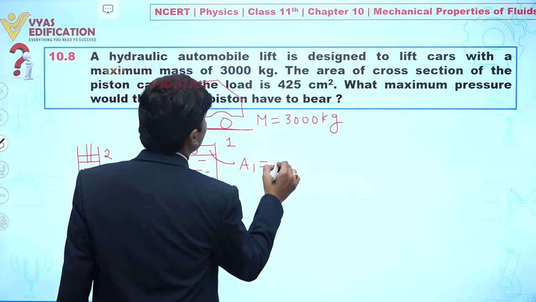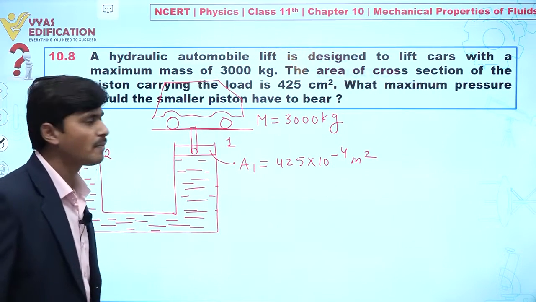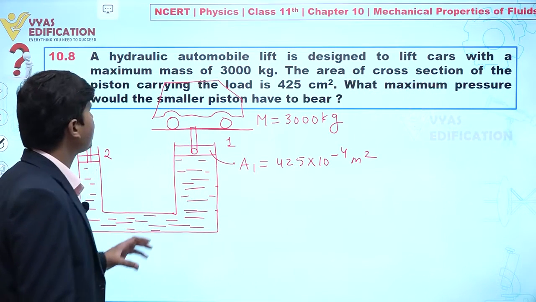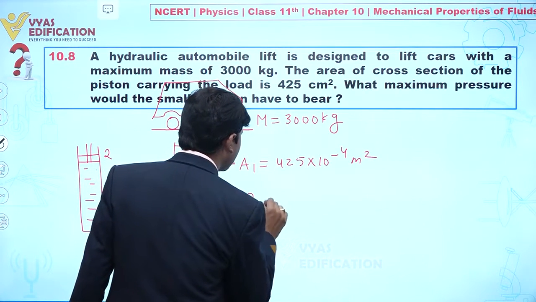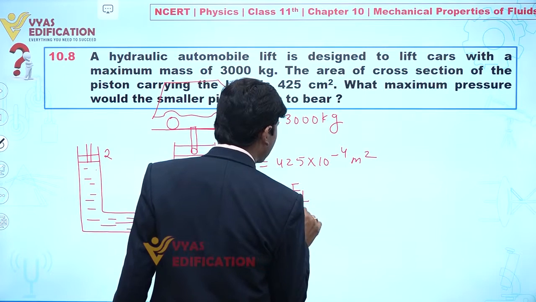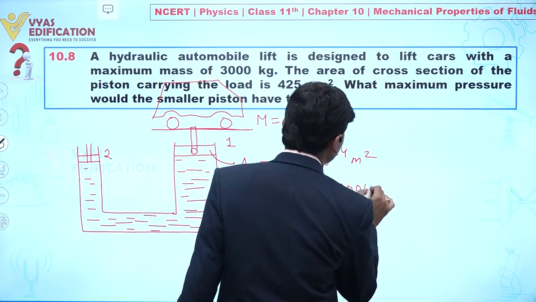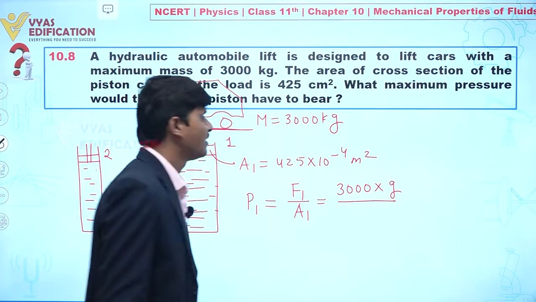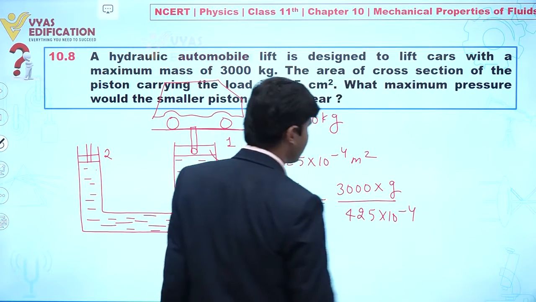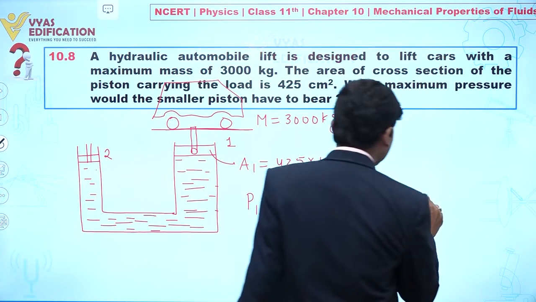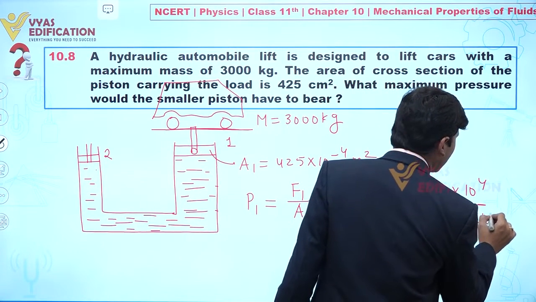The cross section area of the piston is given to you. Let's suppose this is A1, 425 centimeter square. It means 425 into 10 to the power minus 4 meter square. What maximum pressure would the smaller piston have to bear? If I calculate P1, this is given by F1 upon A1. The value of F1 is mg. So 3000 multiplied by g divided by area. Area is given, 425 into 10 to the power minus 4. So we can write 3 into 10 to the power 4 divided by 425 into 10 to the power minus 4.